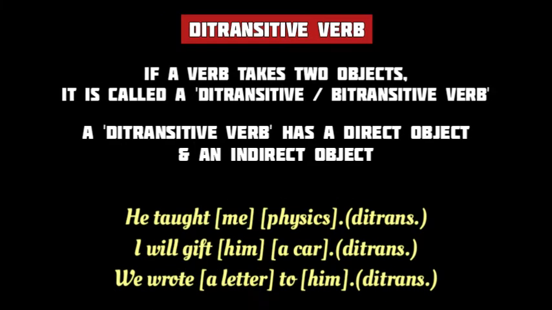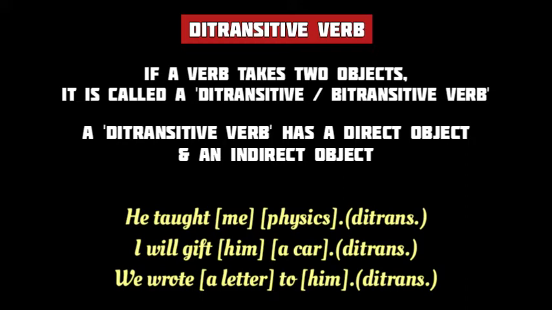But what about ditransitive verbs? Well, di means two. So if a verb takes two objects after it in a sentence, it's called a ditransitive or bitransitive verb. So clearly, a ditransitive verb has two objects. One is called the direct object and the other is known as the indirect object. Now see some examples of ditransitive verbs on your screen.